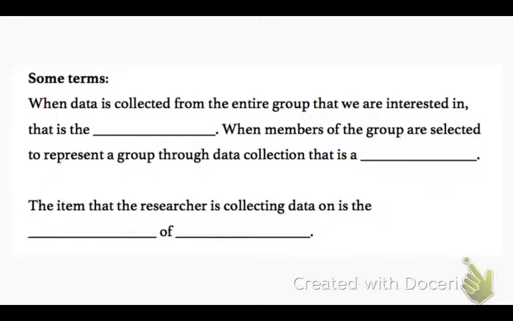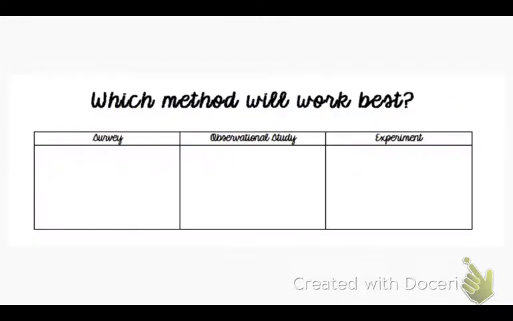So when data is collected from the entire group that we're interested in, we refer to that as the population. When members of the group are selected to represent a group through data collection, that is a sample. So population is everybody, sample is a small group. And then the item that the researcher is collecting data on is the parameter of interest. So what is it we're looking at? Are we looking at how they feel about how the President of the United States is performing? Are we looking at how they feel about medication, if they're taking a certain medication? Anything like that is a parameter of interest.